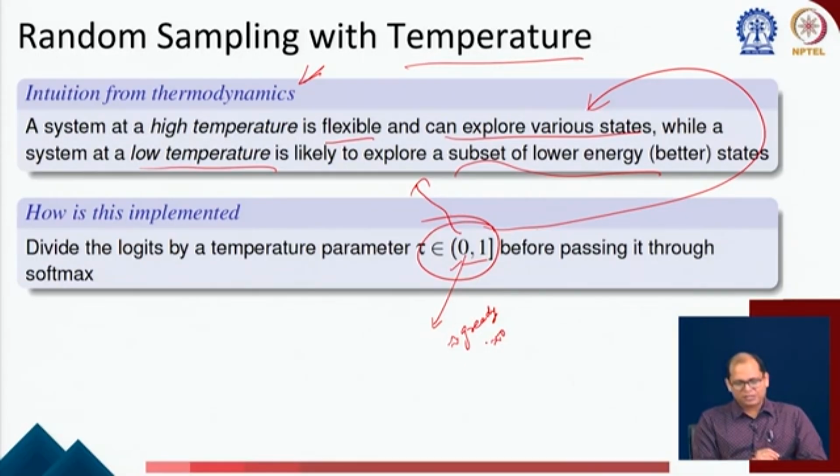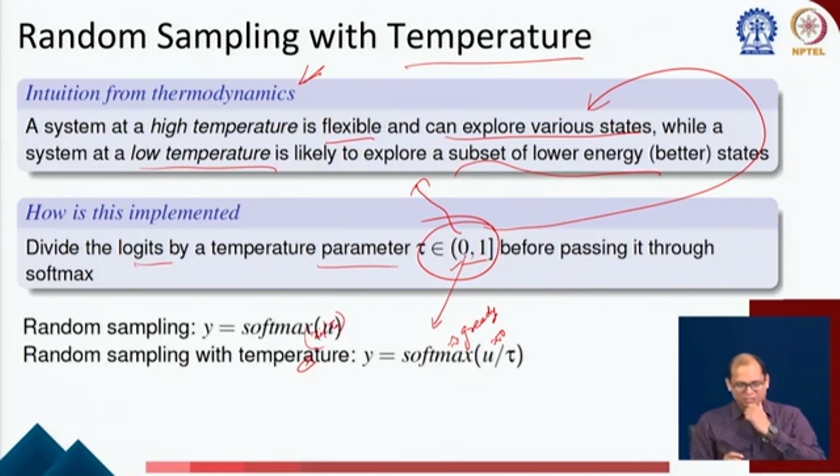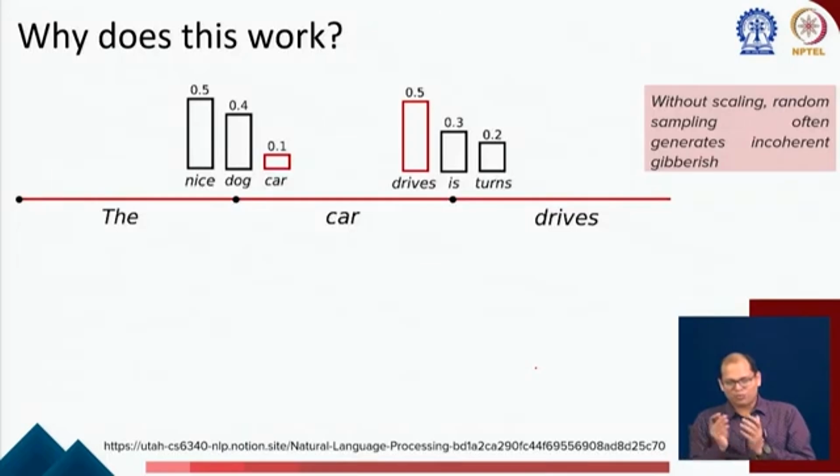Okay. So how is that actually implemented? You divide the logits in the softmax by tau, so e to the power x_i by tau. That's all you do, nothing else. This is your temperature implementation. In random sampling you were simply doing softmax of u. With temperature, you would do softmax of u by tau. So why does that work?